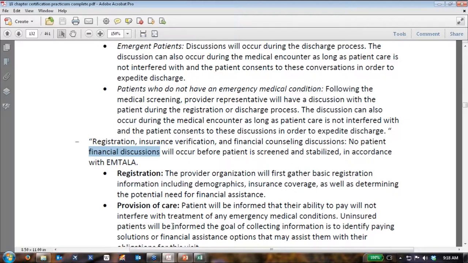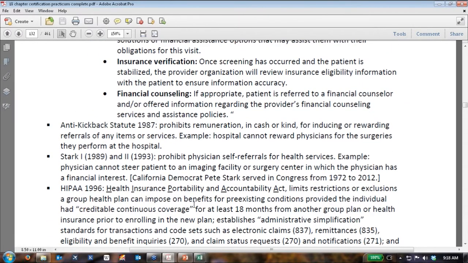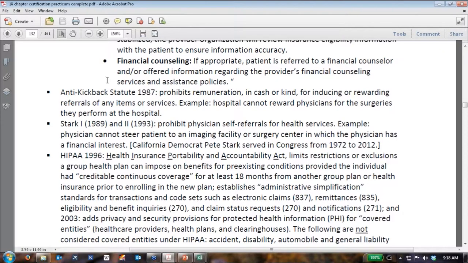Okay, if there are none, then we will continue talking about a couple of other laws here, namely anti-kickback and STARK. Two topics that are guaranteed to show up on the exam. So let's talk about what they are. Anti-kickback refers to receiving remuneration in cash or kind for inducing or rewarding referrals of any items or services. Example, a hospital cannot reward physicians for the surgeries they perform at a hospital. It would be wonderful if a hospital could do that and simply say, Dr. So-and-so, you are so wonderful.